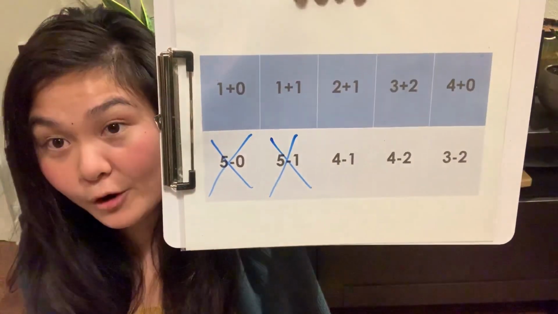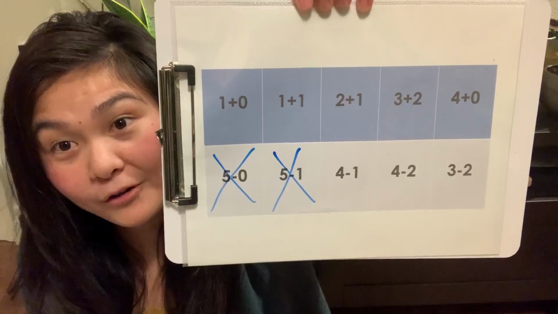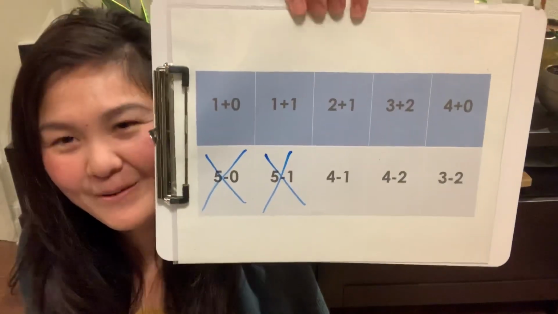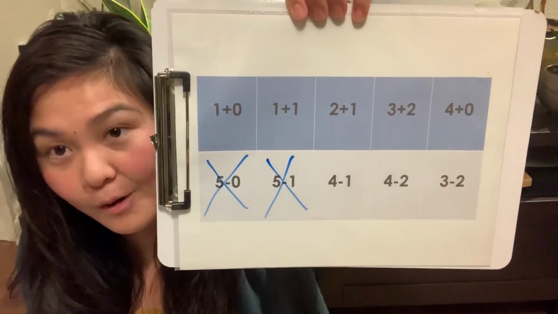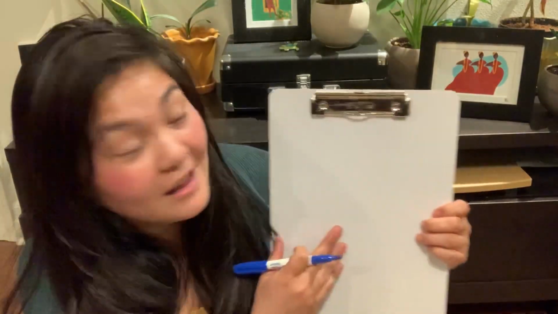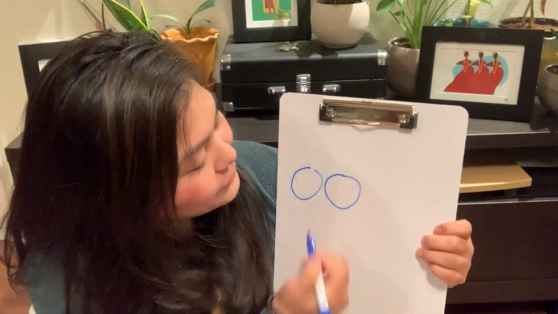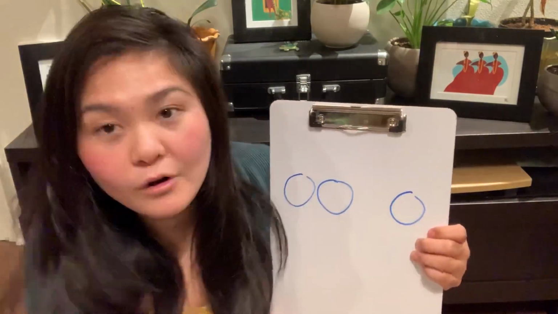I had 2 markers and I got 1 more marker. I have 2 markers and I got 1 more marker. I'm going to draw this story using symbols. I had 2 markers and I got 1 more marker.